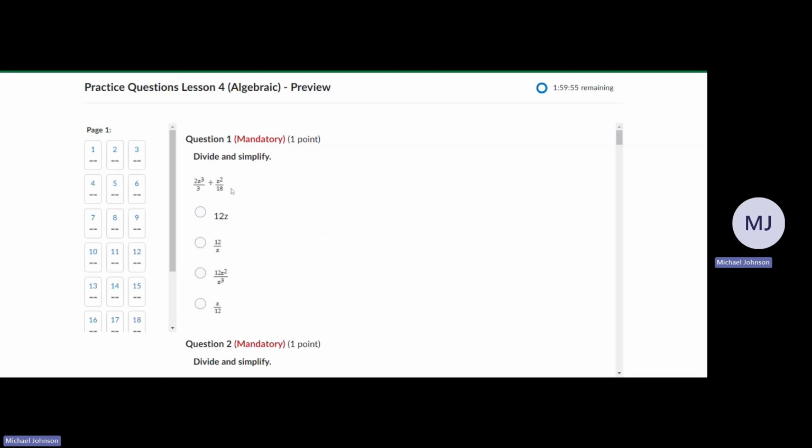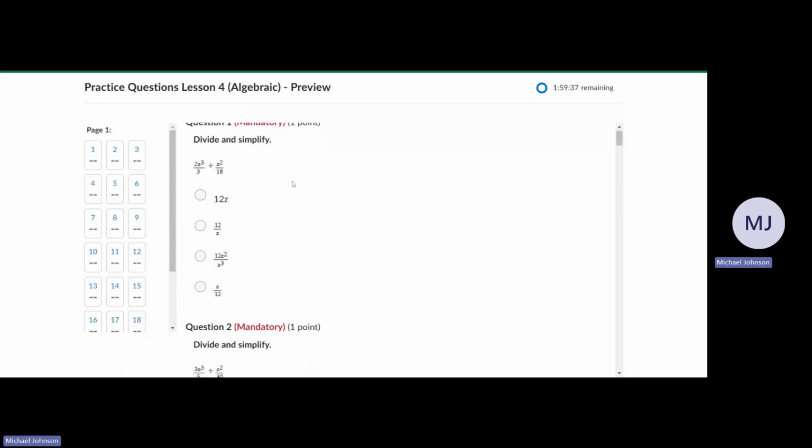To start to divide and simplify, you would have to flip this fraction here. So z squared divided by 18, you would flip that, and then you'd multiply. So it'd be 2z cubed divided by 3 times 18 divided by z squared. So you'd flip it and multiply. So that's the first thing you do.